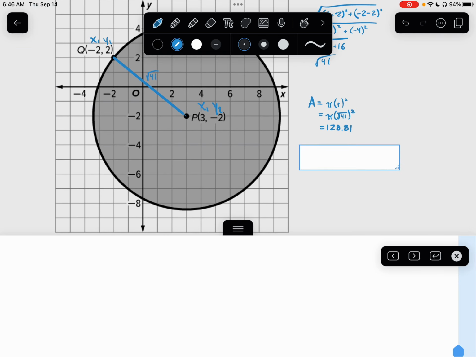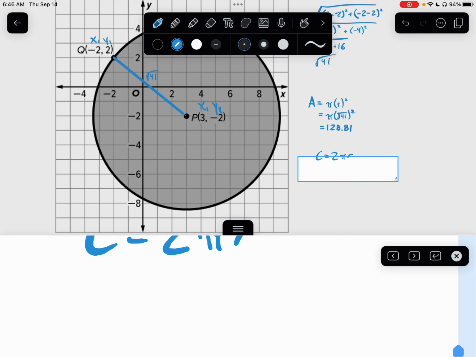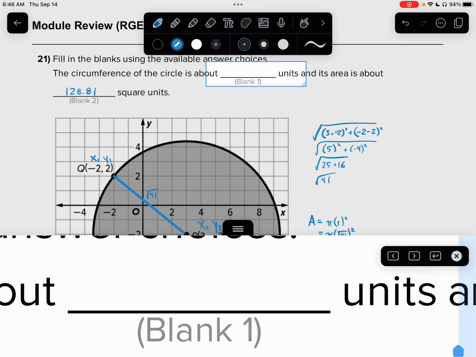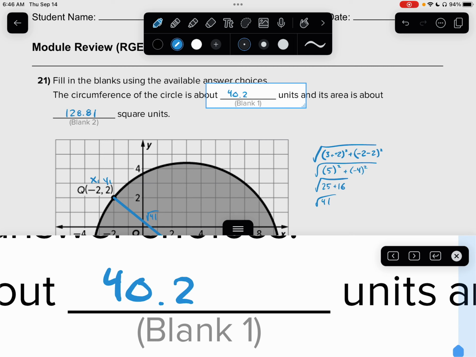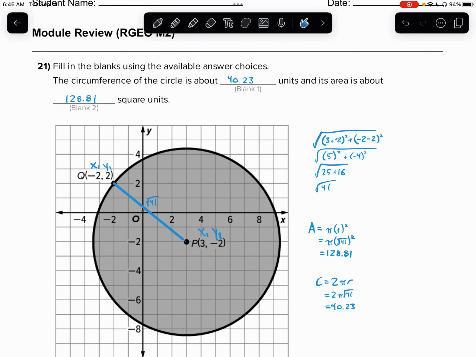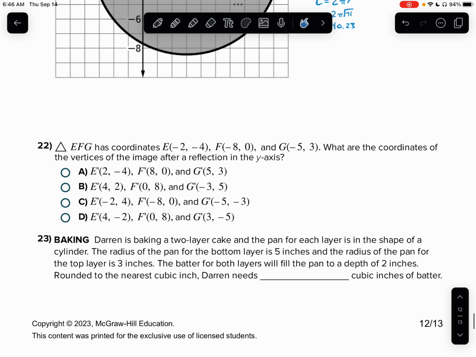And then circumference is 2 pi r. So in this case, that's going to be 2 times pi times the square root of 41. Just type that in my calculator: 2 times pi times the square root of 41. And I'm getting 40.23. So that is my answer there, 40.23. All right, so that is how to do that. Just find the radius using the distance formula. Once you find the radius, plug it into your area and circumference formulas.